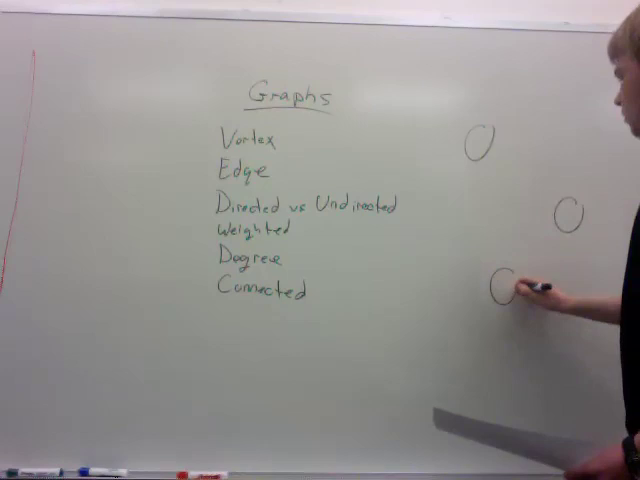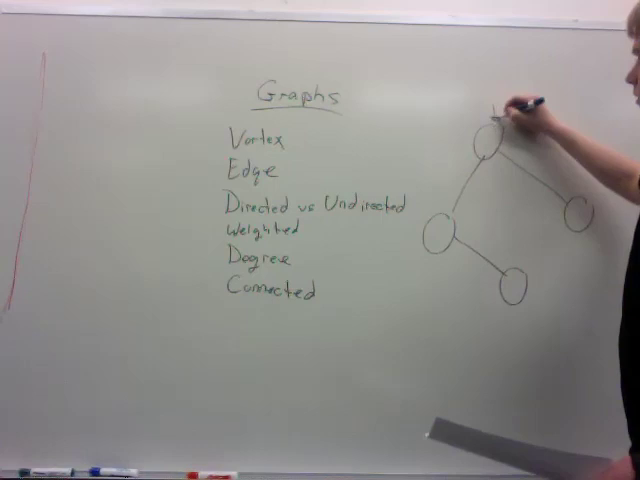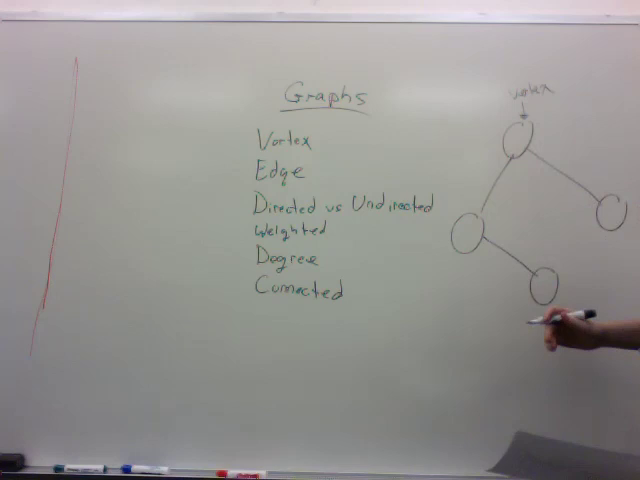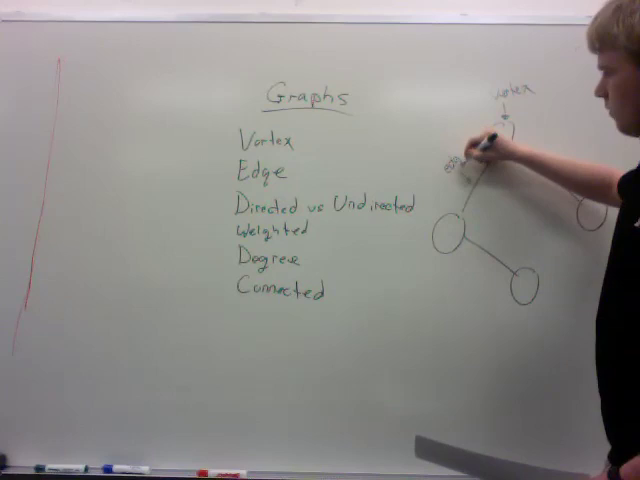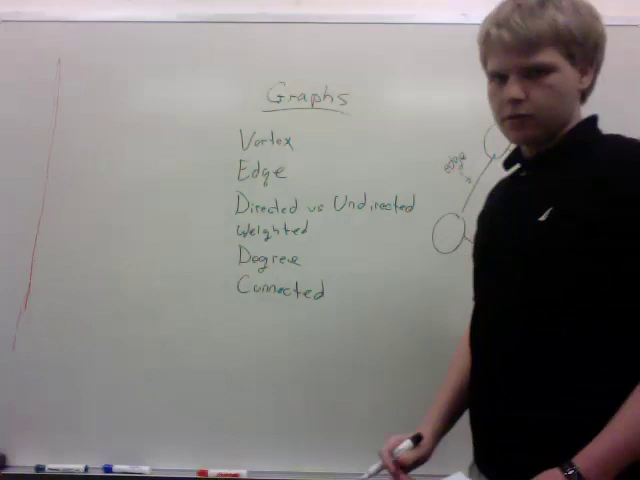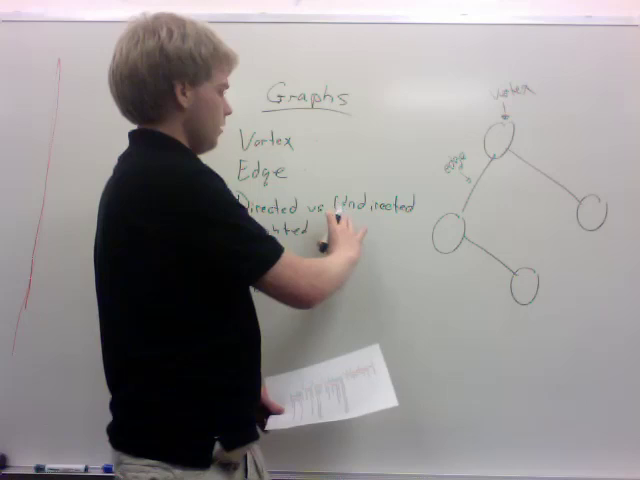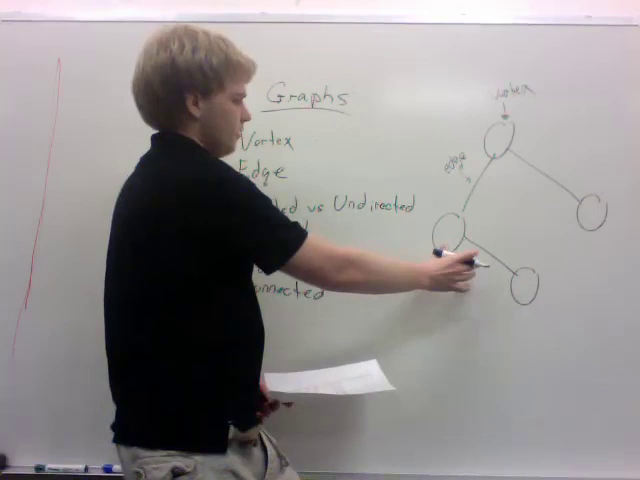So these are your vertices, so this is a vertex right here, and this is a vertex, and then this would be an edge. An edge is basically a pair of vertices that are being connected. So that's vertex, edge, and then this right now is an undirected graph because there isn't a direction associated with any of the edges.